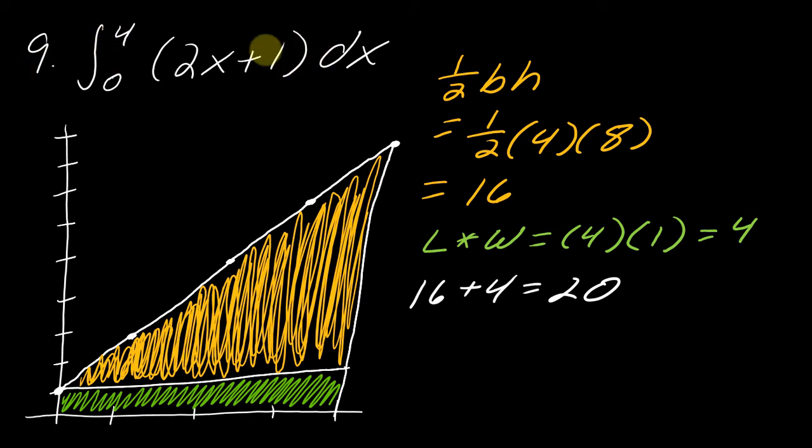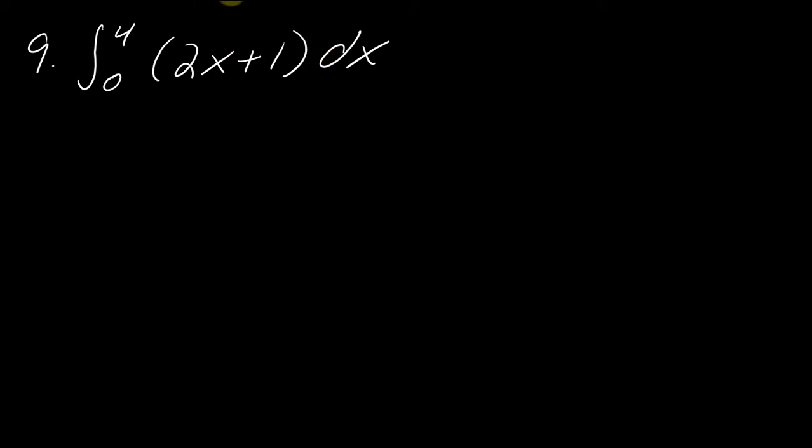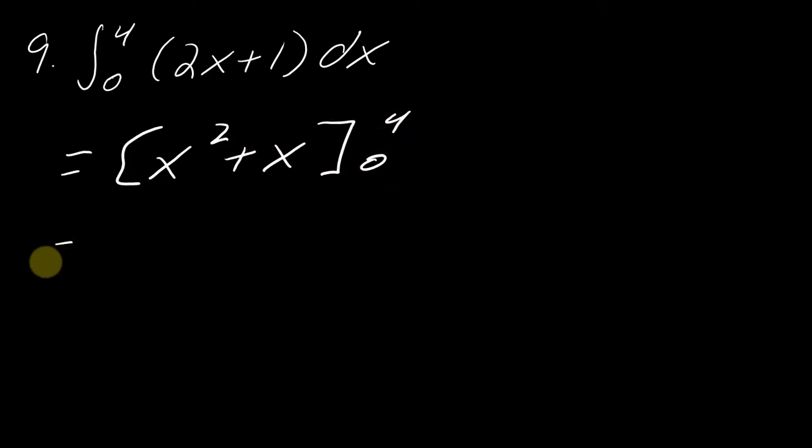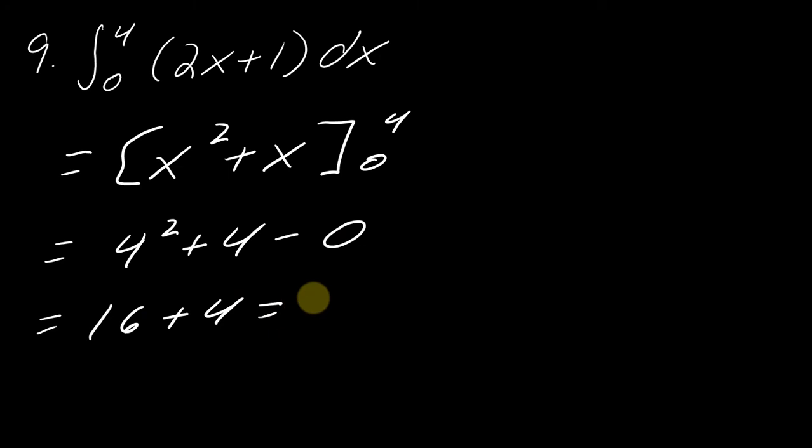However, we probably could go through and check this, right? We could check this very easily with an integration formula. So let's forget all that. Now let's use an integration formula just to see if we get this. So if I were to integrate, this would be x squared plus x, and I need to evaluate this now from 0 to 4. So I have 4 squared plus 4 minus 0, so this is 16 plus 4, so this equals 20. That's the answer that we found, right?